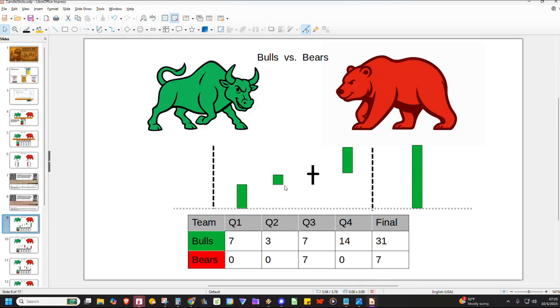So these 15-minute quarters could have been multiple different things. This is purely just an example, but this is what it could have looked like.